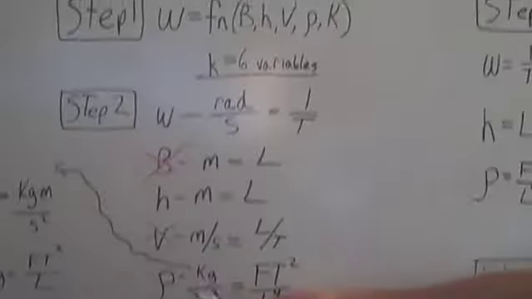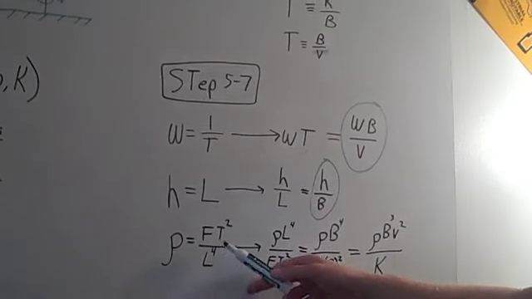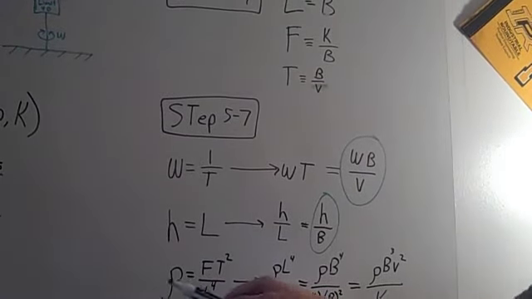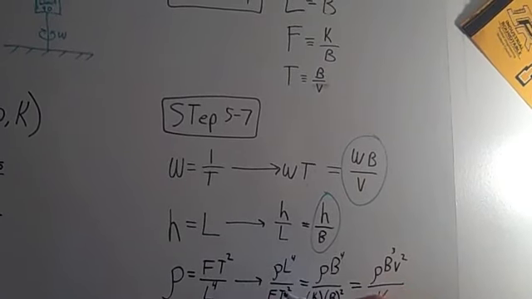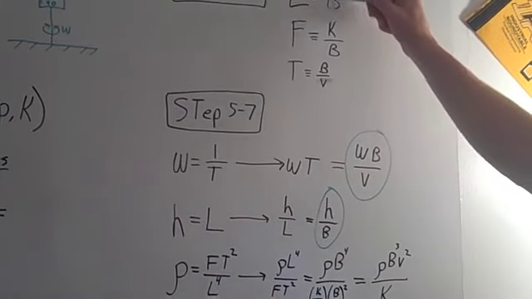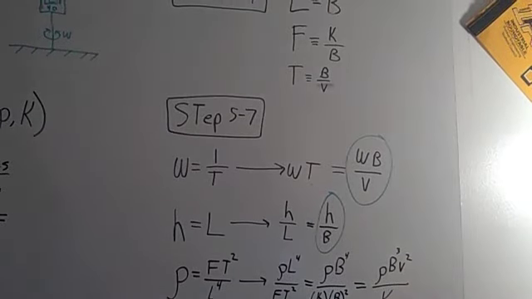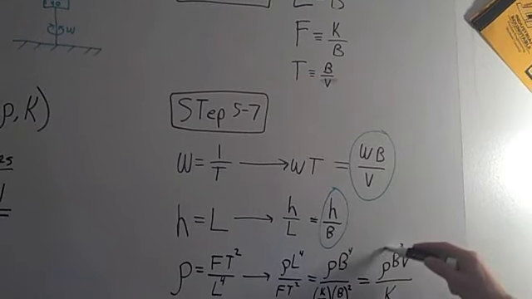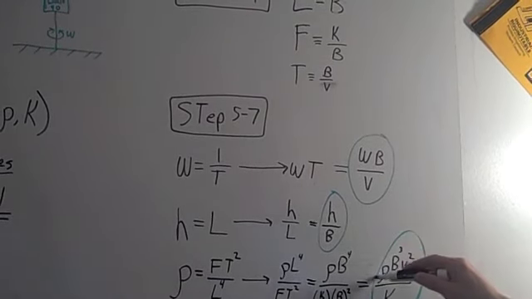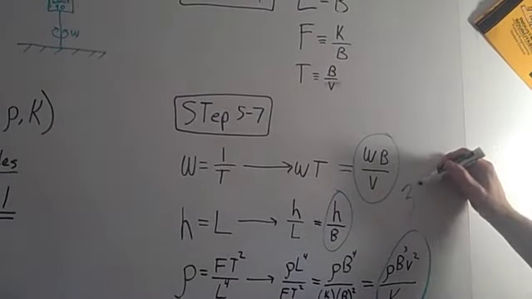Looking back at our step 2 once more, we see that rho is F t squared over L to the 4th. Coming over to step 5 to 7, again, rearrange to get it dimensionless, so you multiply by L to the 4th and then divide by F t squared, and then you plug in for F, t and L what you had previously defined in step 4. So L to the 4th is b to the 4th, force is k over b, t is b over v squared. Once you simplify this equation, you get rho b cubed v squared over k. And these are our 3 pi groups.